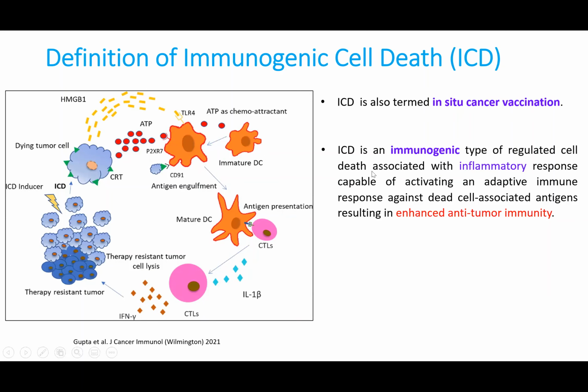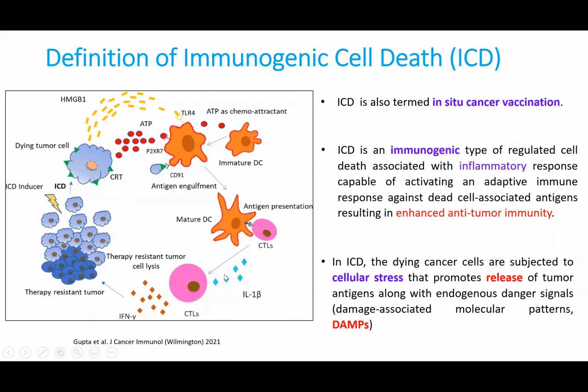In immunogenic cell death, there is release of what are called DAMPs, or damage-associated molecular patterns. This can induce an inflammatory response to activate the innate immune response in the form of dendritic cell recruitment and activation, and will lead ultimately to an adaptive immune response by priming and activation of T cells.